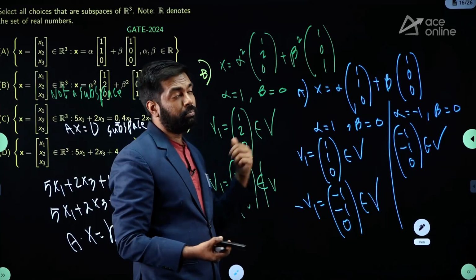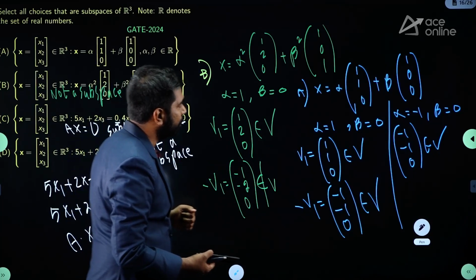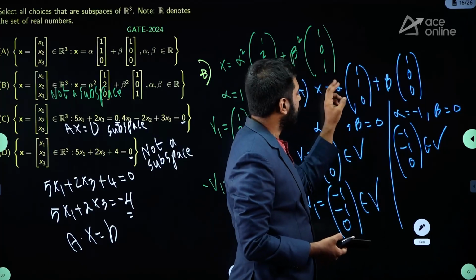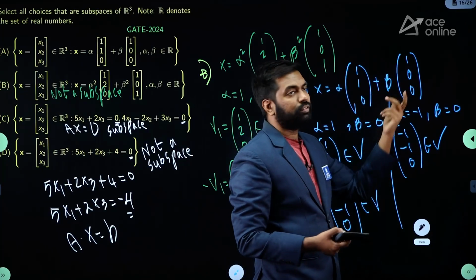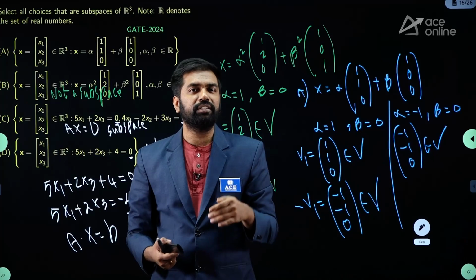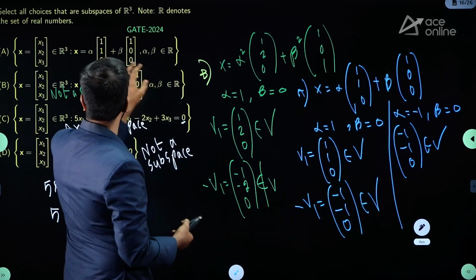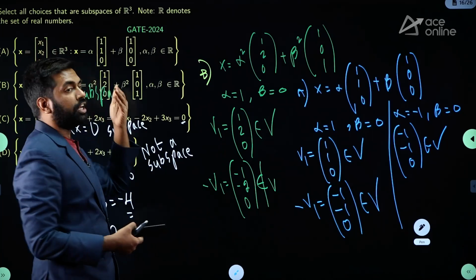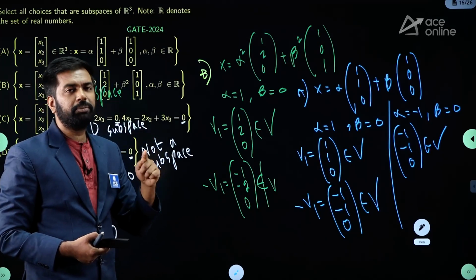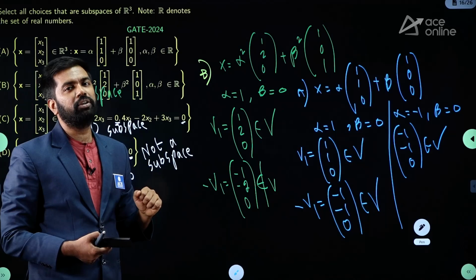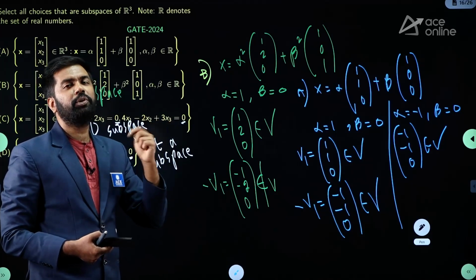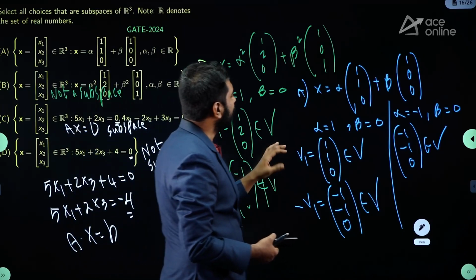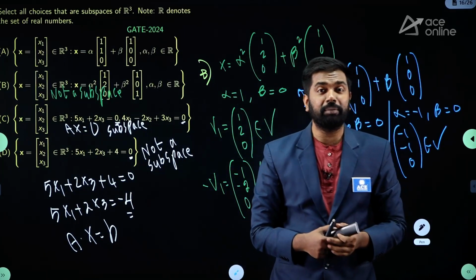The 0 vector is also part of this. Sir, how do you know that the 0 vector is part of the given set? Put alpha as 0 and beta as 0. 0 into this vector is the 0 vector, plus 0 into this vector is again a 0 vector. Adding 0 vectors will again give you a 0 vector. That means in the given set of vectors from option A, the 0 vector is present. If V1 is part of the given set, minus V1 is also part of the given set. V1 plus V2 will also be part of the given set if you want to verify. So there is no problem with option A, it is a subspace.